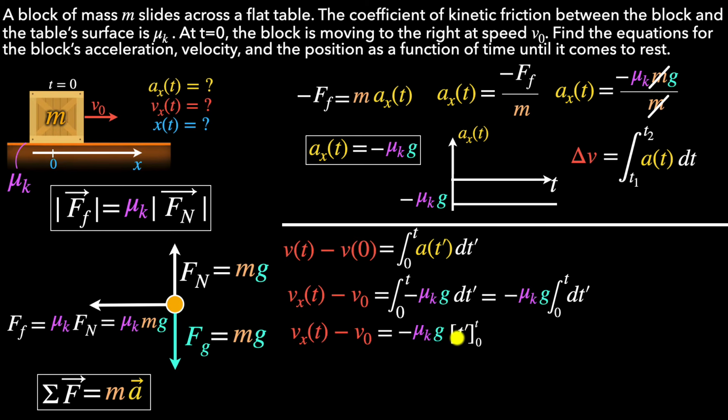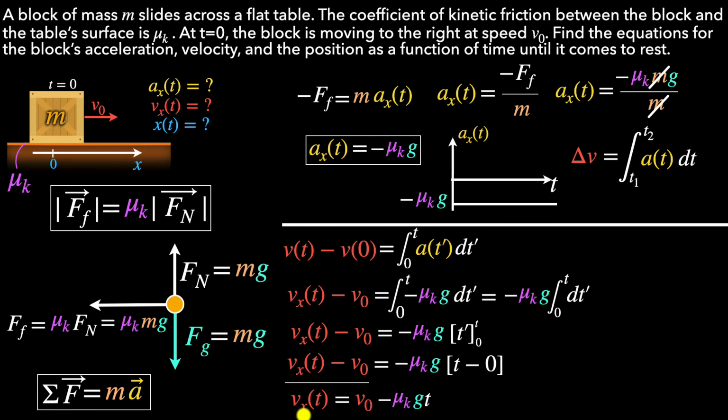If you plug in the upper bound, you will get t. Lower bound is 0, so it's going to be t minus 0. It's just going to be t. So the right-hand side just becomes minus mu k g times t, and that would lead us to this equation. So we have found the expression for velocity as a function of time.